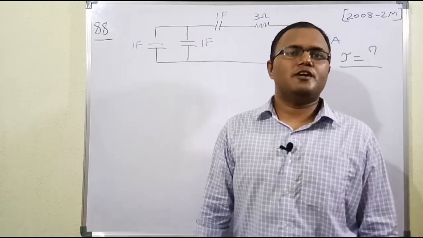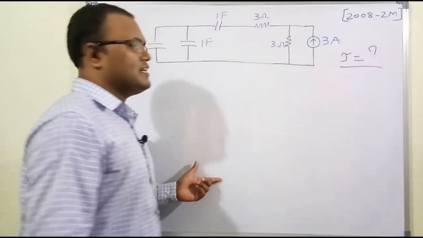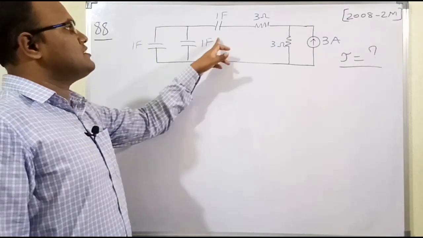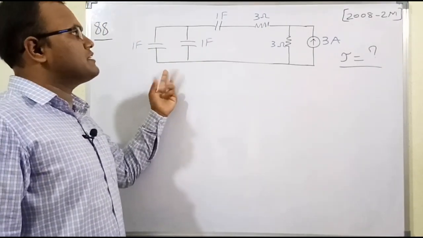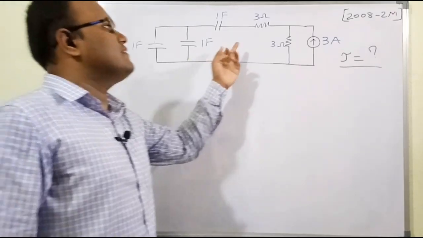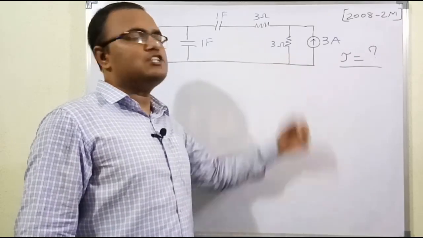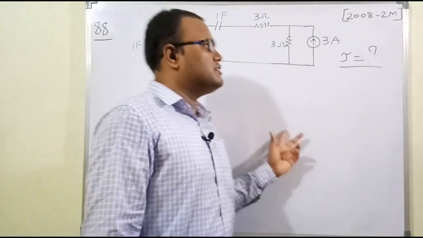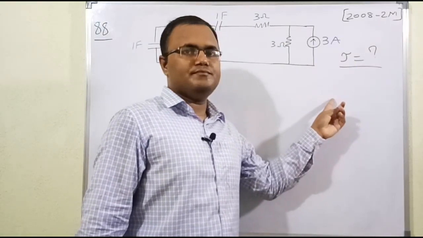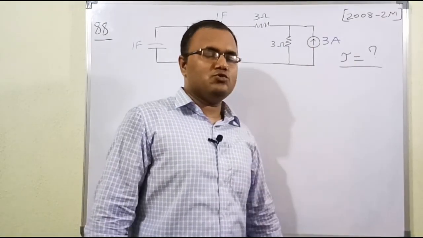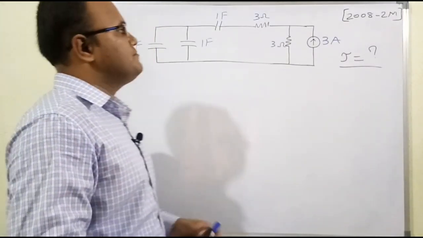After solving the previous problem, now let's move forward to do another numerical. The numerical number is 88. In this numerical, they have given 3 capacitors, each with a capacitance of 1 farad, and there are 2 resistors of value 3 ohm, and there is a current source of 3 ampere. In the circuit, we need to find out the time constant. This question was given in GATE 2008 for 2 marks. So now let's do this numerical.